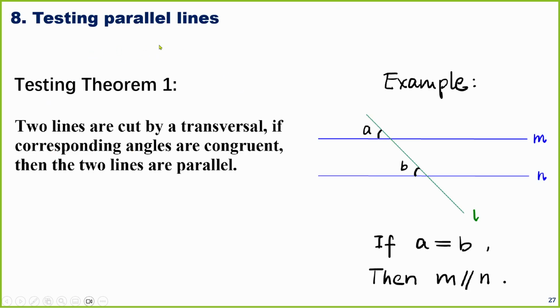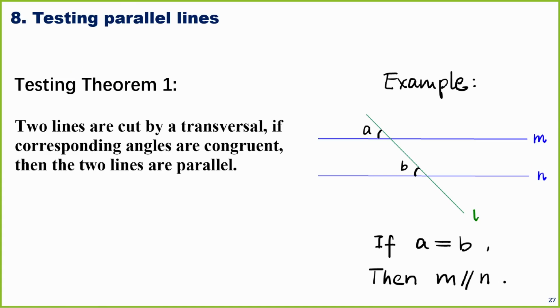So the next problem is, given some conditions, how can we test if two lines or several lines are parallel? We can use the following test theorems. Again, because they are theorems, we need to provide a strict proof for each one of them. So let's have a look at the theorems first, then try to prove each one of them, okay?